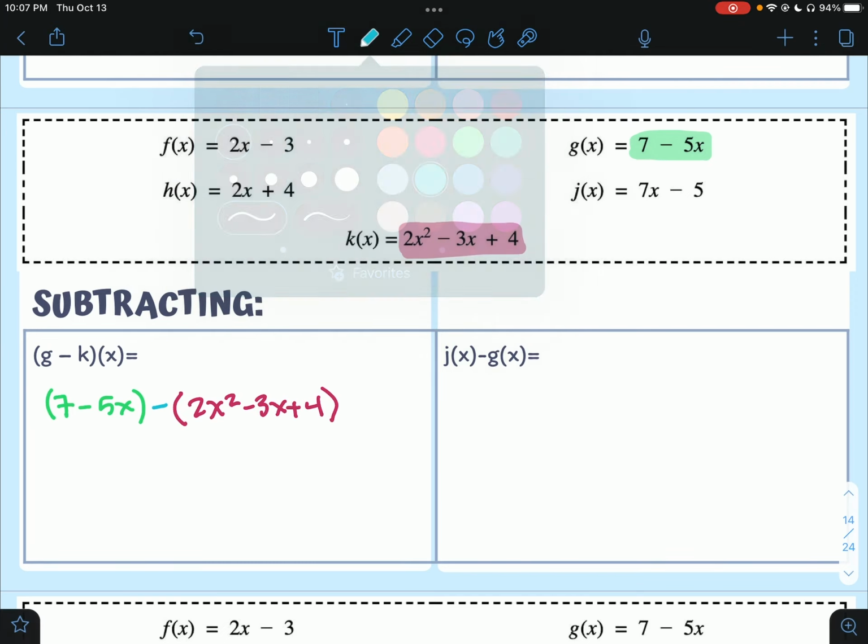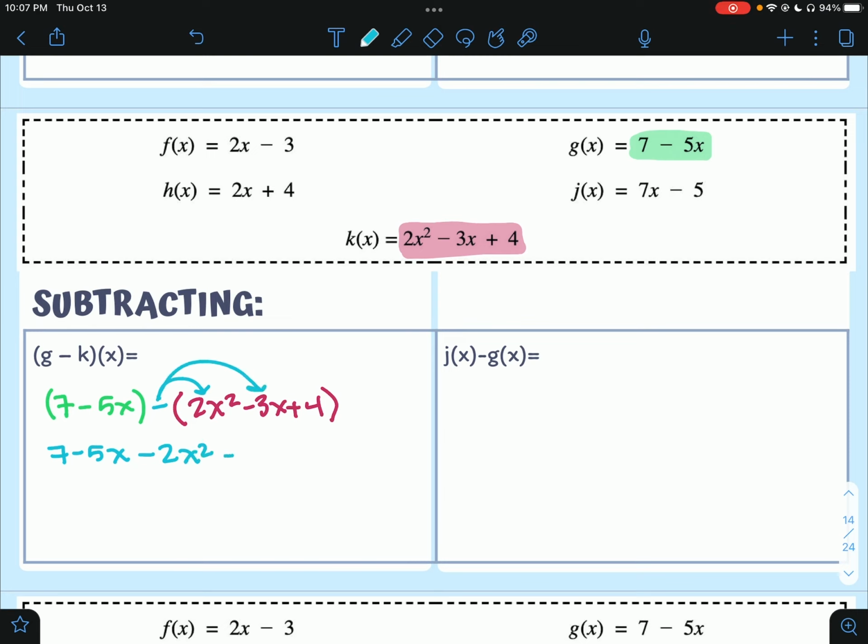Now, here's where it really comes in handy to practice that rewriting step, because here we have to distribute our negative and it does change the value. So I bring down my first set. I now have a negative 2x squared, a positive 3x, and a negative 4. Again, I'm going to combine like terms.